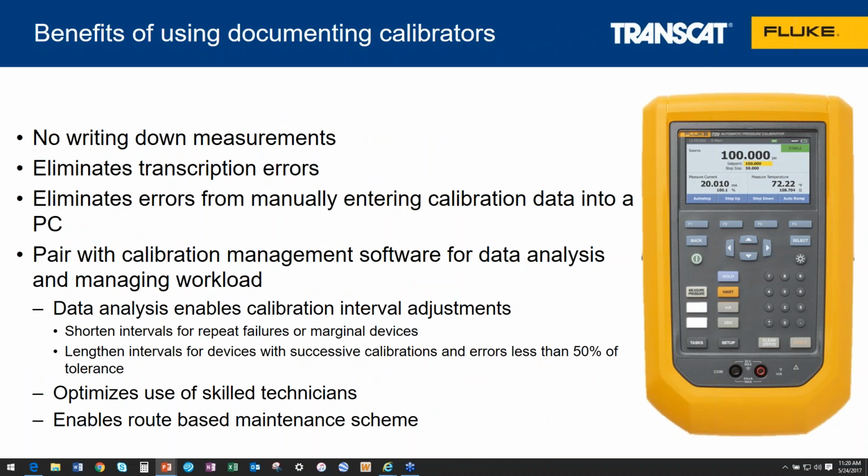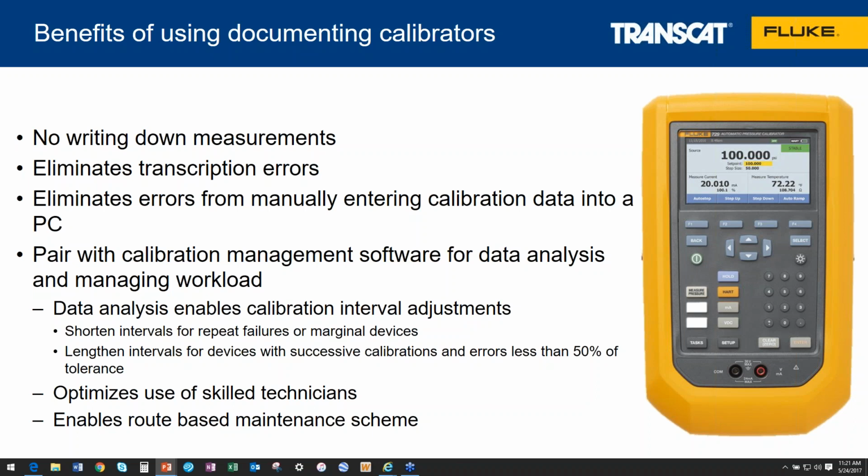So one of the benefits of using a documenting calibrator, one of the obvious reasons, is no writing down of the measurements. It eliminates transcription errors, and eliminates the errors from manually entering calibration data into a PC. The poor guy that's out in the field trying to write down legible information on a clipboard then brings the information back into the shop and either has to type the data in that he's written down or pass it on to someone else to enter into a computer. The probability of transcription errors or interpretation errors becomes great the more people that are handling the data.